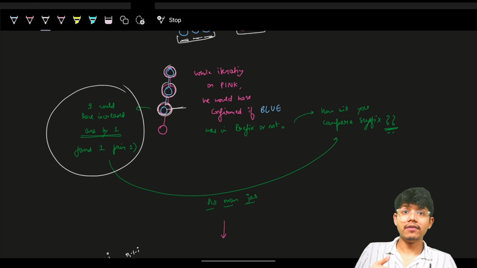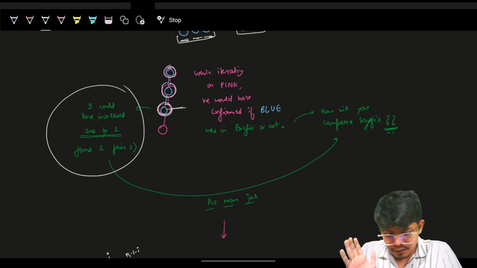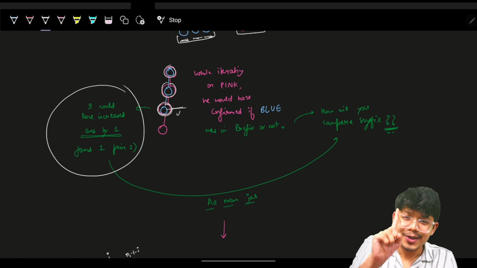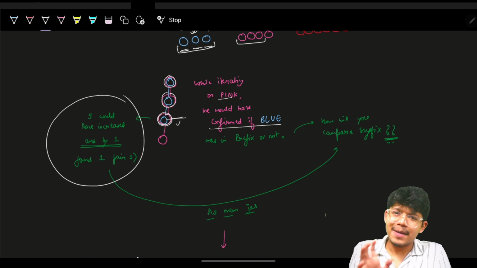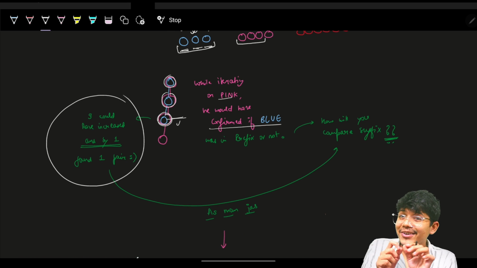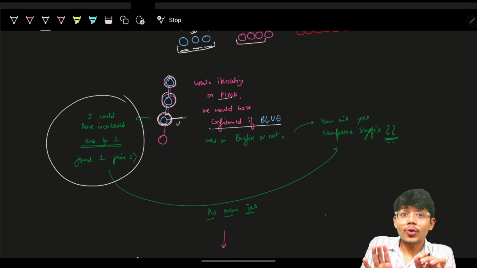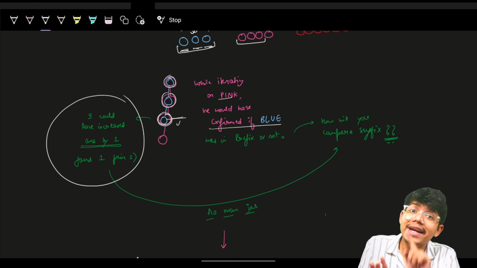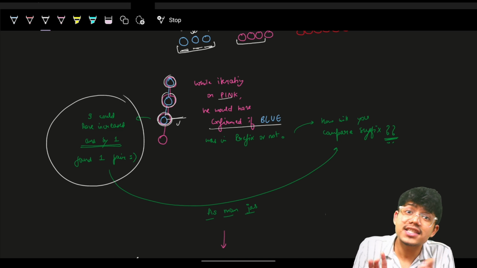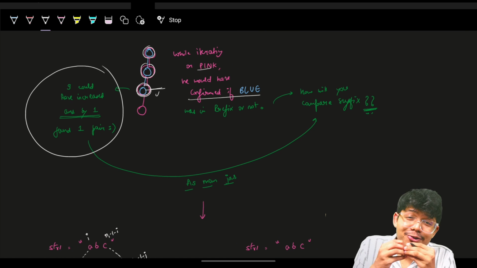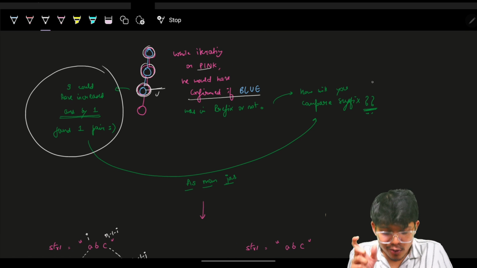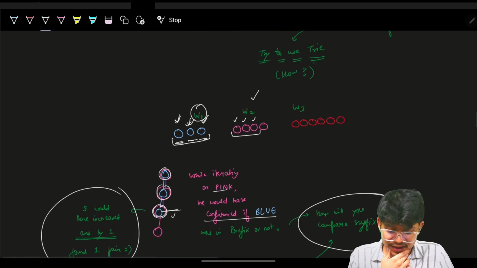I'll imagine, okay, I am word 2, I have found a word 1 which has the same prefix. But bro, one thing you are missing. You are saying that pink is matching with the blue, you have found the prefix, but your problem was saying not only prefix, you also have to match the suffix.